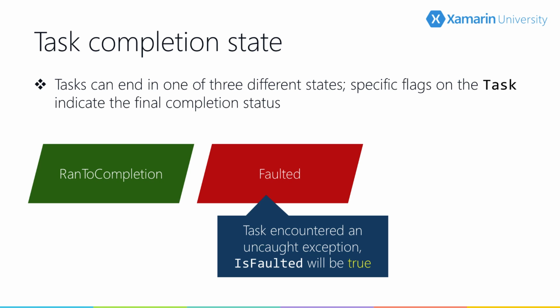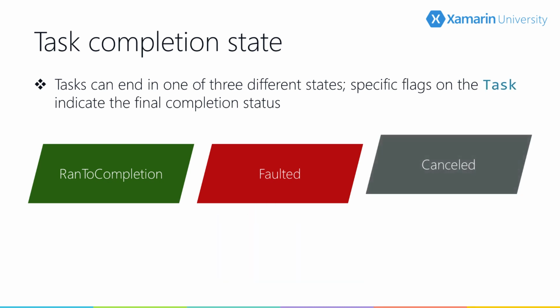The opposite, something went wrong. Some exception was thrown in a delegate, and it was caught by the Task Parallel Library, not by our code. So in that case, the IsFaulted property will be true. Also, the Exception property on the task will report the exception type that has occurred. And then there's the final state.